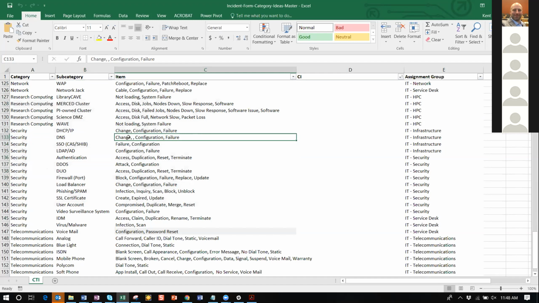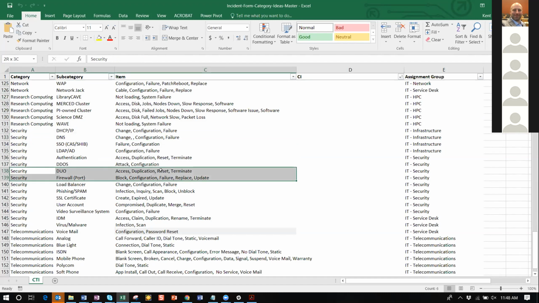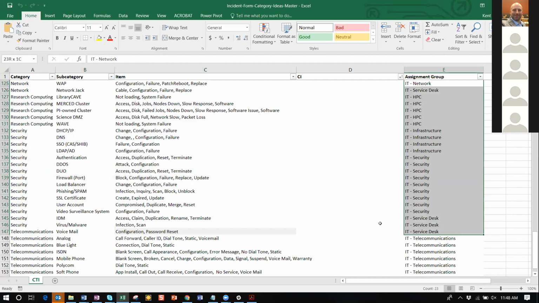It could be a configuration issue that was put in a DNS server that was incorrect. We're implementing two-factor authentication using Duo, so that's going live as we speak. But that kind of gives you a sample of what we're doing. And then the assignment group is over here.